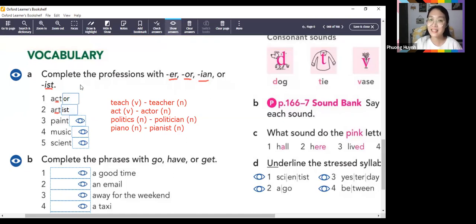Rồi, paint, vẽ tranh. Vậy thì họa sĩ mình gọi là gì? Painter, yes, painter. Rồi, tiếp tục music, âm nhạc, nhạc sĩ hoặc là nhạc công luôn vậy. Những người chơi nhạc cụ, musician, cái này là musician, đúng rồi. Musician, correct. Và science, khoa học, đúng không vậy? Nhà khoa học, science.